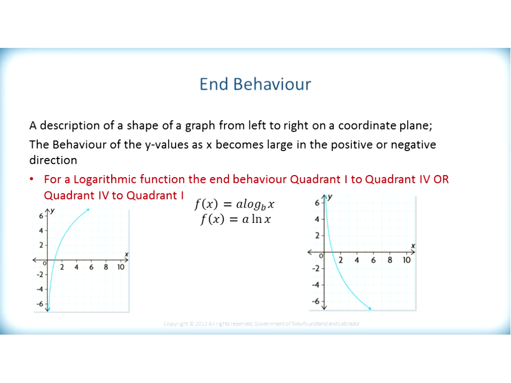So, end behavior, of course, is a description of the shape of a graph from left to right on a coordinate plane. For a logarithmic function, the end behavior would be quadrant 1 to quadrant 4, as in right here, a decreasing function, or quadrant 4 to quadrant 1. That's the end behavior for a logarithmic function.